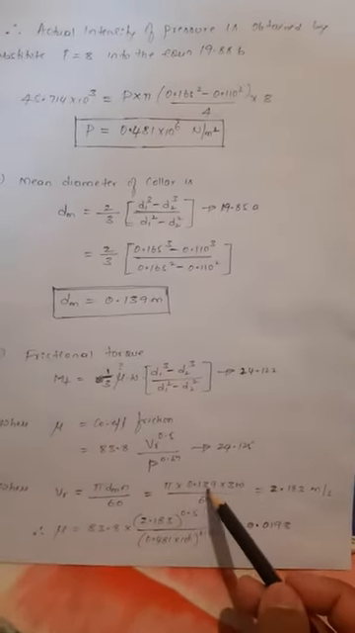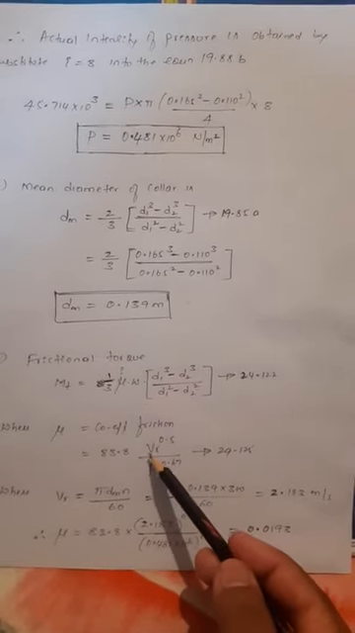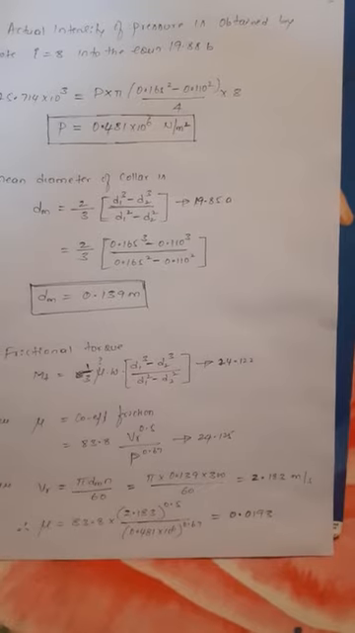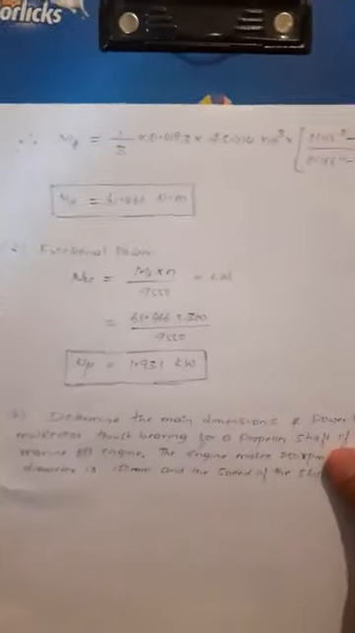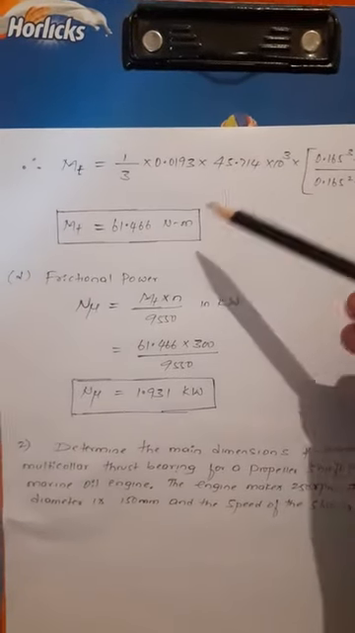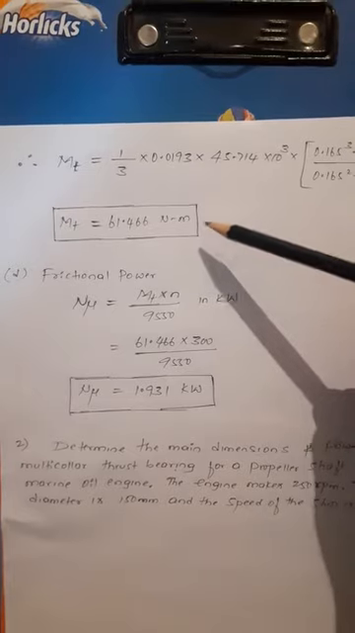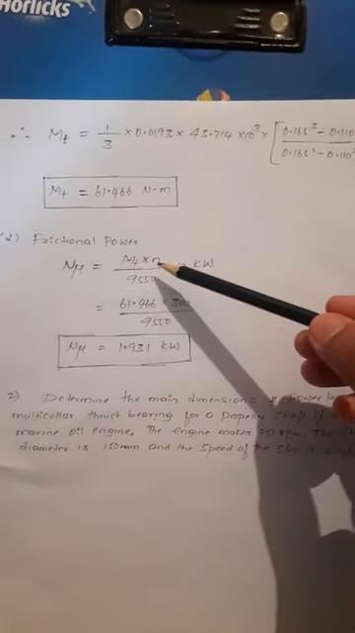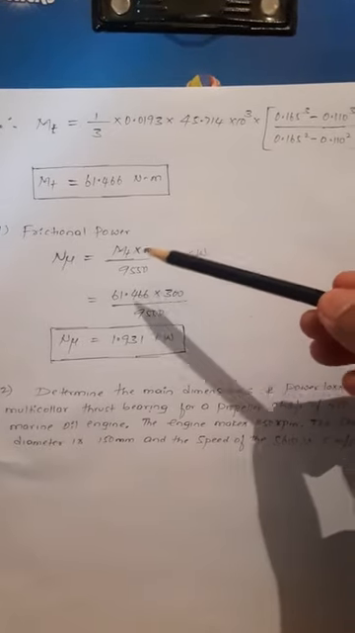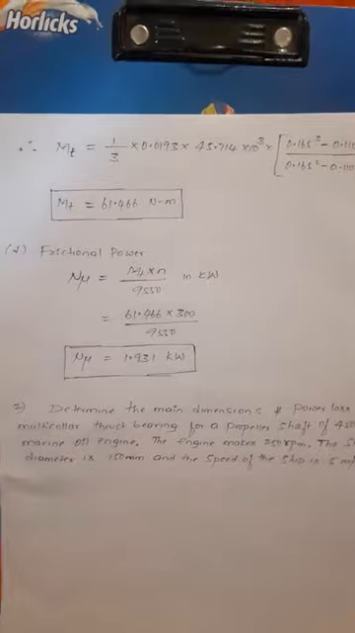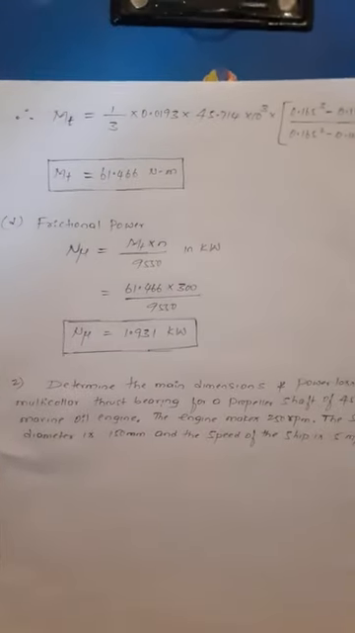Then back substitute this Vr and P, the actual intensity of pressure, into this equation. Then you will get mu equal to 0.0193. Then calculate the frictional torque. Back substitute all those values into the frictional torque equation. You will get 61.466 Newton meter. Then the frictional power is equal to, remember this formula, Mt into N divided by 9550. Then substitute, and you will get the frictional power as 1.931 kilowatt.